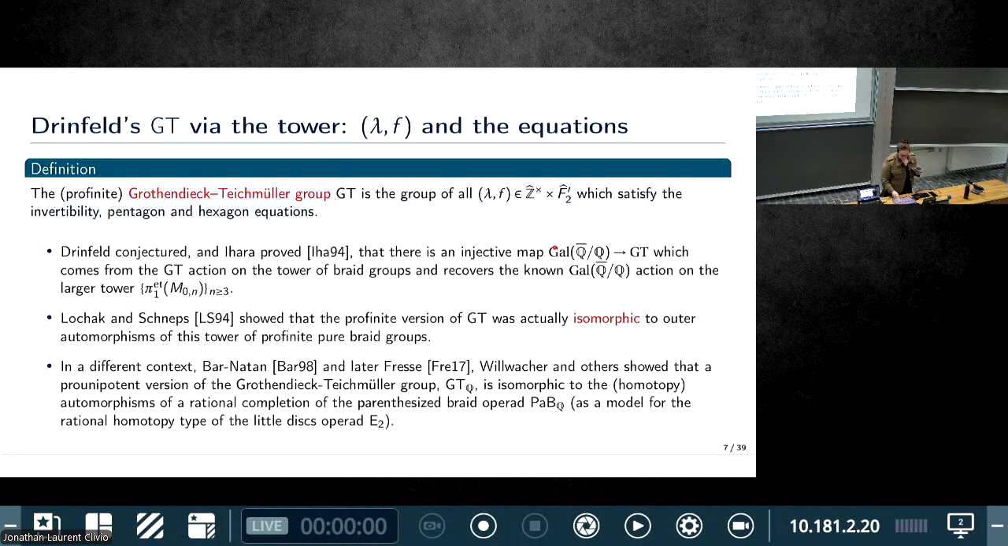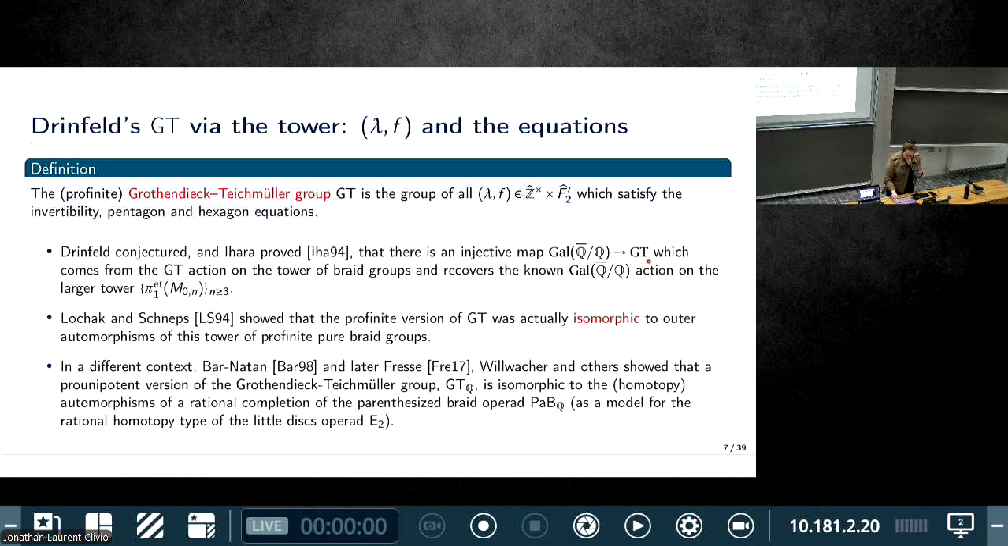But Ihara proved basically what Drinfeld said, that there's an injective map of the absolute Galois group into this group GT, where the way you see that this map exists is you look at how the Galois group acts on the tower of moduli spaces from forgetting points, the fundamental groups of the moduli spaces, Bailey's action, and you look at how GT acts on this tower of braid groups, and that induces an inclusion. So you have automorphisms, and that induces an inclusion of subgroups.